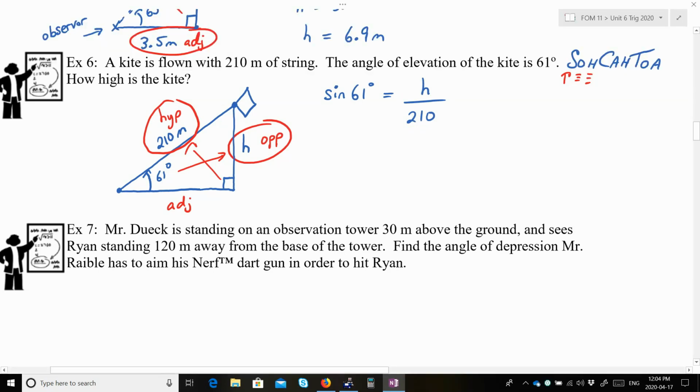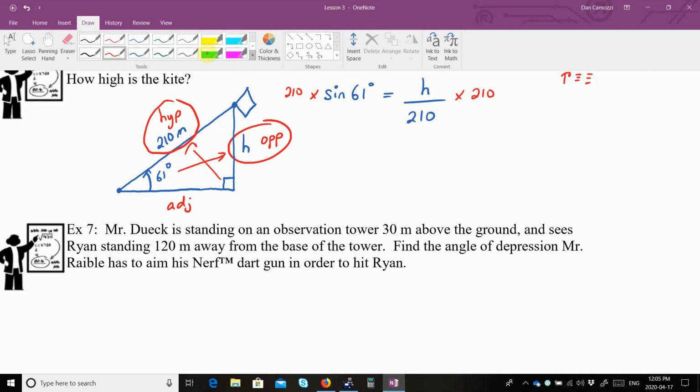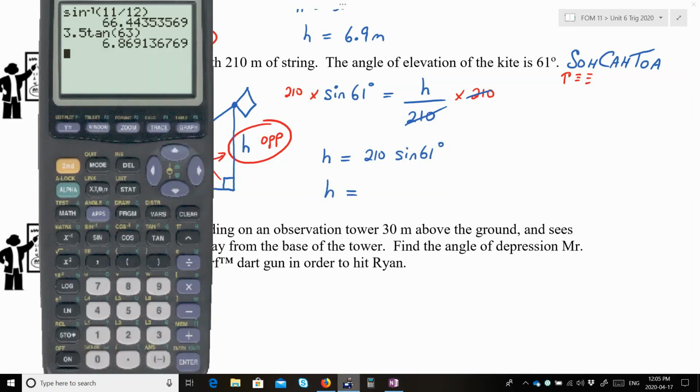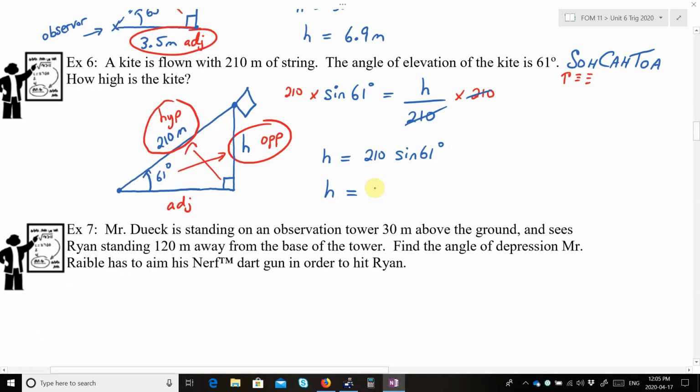And we have a simple trig equation to solve. Multiply both sides by 210. h is equal to 210 sine 61 degrees. Okay, and we get 183.7, I'm going to round that to 184 meters. And that is how high the kite is in the sky.